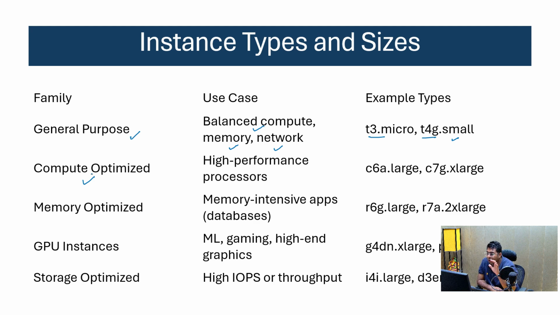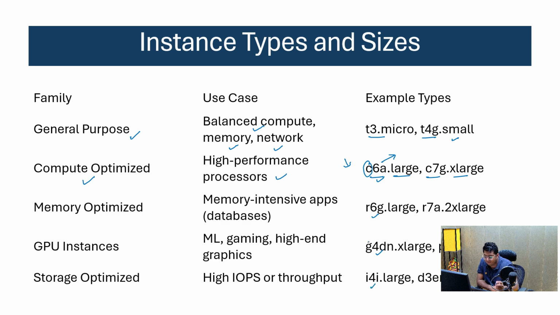Compute optimized we use for high performing processors. For compute type, we have C6A.large, C7.xlarge. Basically here C is compute, and 6A is the sixth generation. Basically you can consider it like this. So this is fourth generation, right?